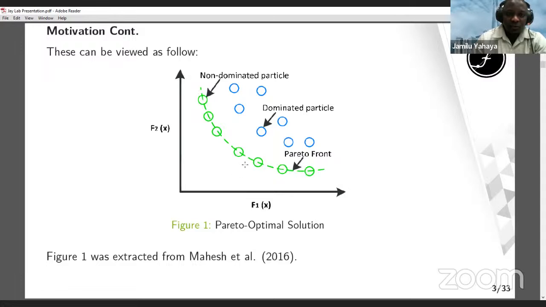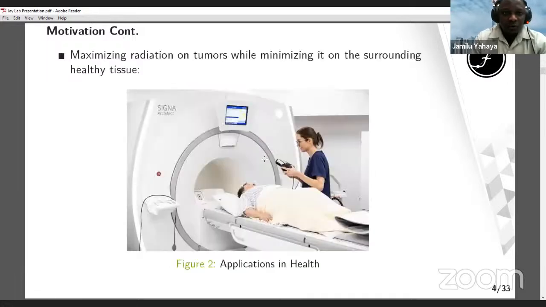The line is called the Pareto front, while the green dots on the line are called the non-dominated particle or non-dominated solution, because I extracted this from a problem that involved a particle. That is why it's called non-dominated particle, but in this case, you just consider it as non-dominated solution. The other dot up there above the curve is what we call a dominated particle. In order to do this in a better way, let's look at the next motivation.